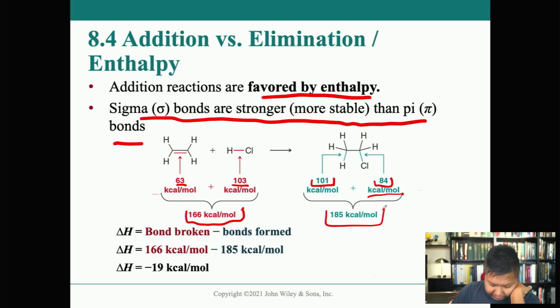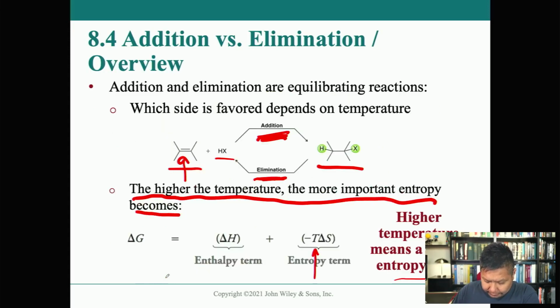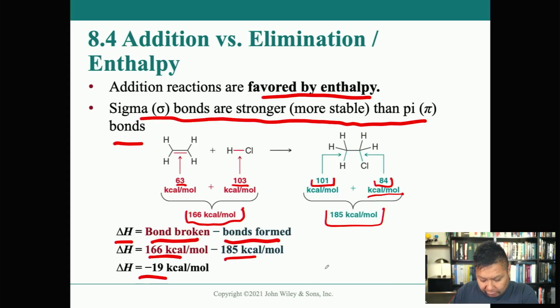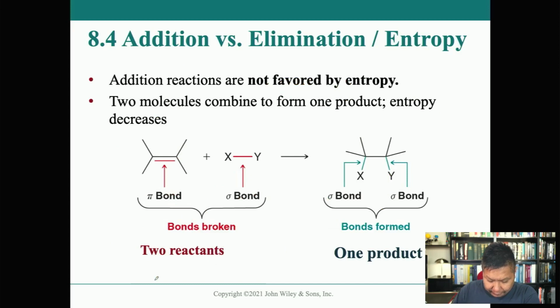Of course you already know this from previous lectures: the delta H, the enthalpy, is equal to the bonds broken minus the bonds formed. So that's 166 minus 185, which gives you negative 19. So we know that's an exothermic reaction, and it's going to release some energy. Just a quick review: delta S is entropy, but right now we're talking about enthalpy, which is delta H, and we have negative 19 kilocalories per mole as the net delta H.